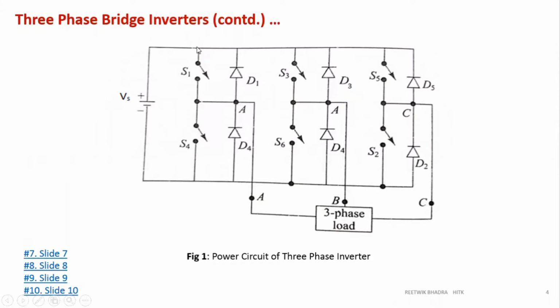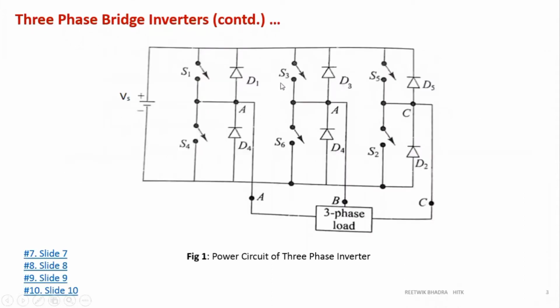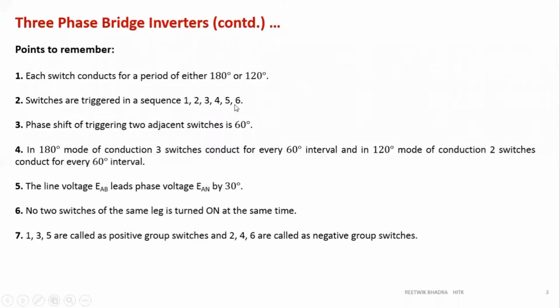So naming is very important. If you name it differently, S1, S2, S3, S4, then you will think that it has told me that switches are triggered in sequence 1, 2, 3, 4, 5, 6. That means if this is 1, this is 2, after this will be on. That is wrong. The naming should be according to this, then only this second point will follow. Otherwise, you can follow your own naming, no problem. But this naming should be preferred for proper understanding.